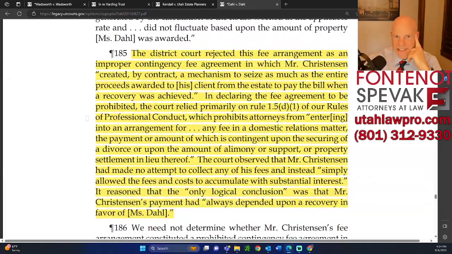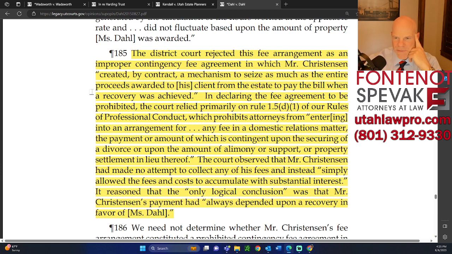All right. The district court rejected this fee arrangement as an improper contingency fee in which Mr. Christensen created by contract a mechanism to seize as much as the entire proceeds awarded to his client from the estate to pay the bill when a recovery was achieved. In declaring the fee agreement to be prohibited, the court relied primarily on Rule 1.5(d)(1) of our Rules of Professional Conduct, which prohibits attorneys from entering into an arrangement for any fee in a domestic relations matter, the payment or amount of which is contingent upon the securing of a divorce or upon the amount of alimony or support property settlement in lieu thereof.